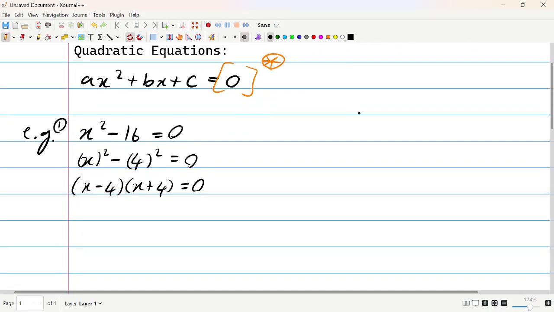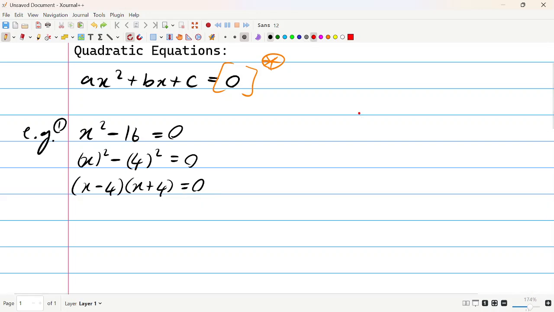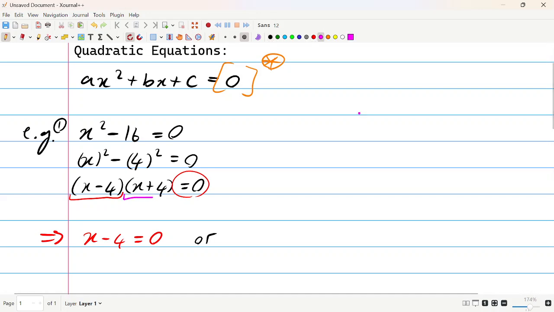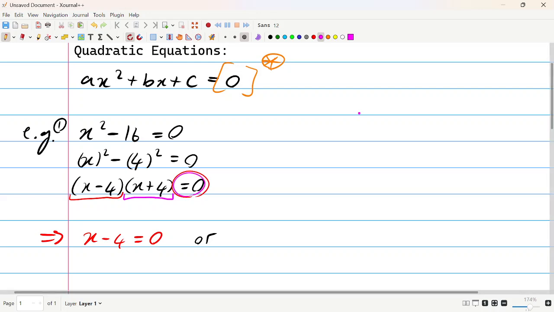Okay. And then from here, what we are going to say is we have x minus 4, and we have x plus 4. But whenever we have all the brackets on the one side of the equation and the 0 on the other side of the equation, we're going to take each and every single bracket and then let it be equal to 0. So that implies to us that we are going to say x minus 4 is equal to 0, and then we're going to say or, and we're going to take the other bracket and let it be equal to 0 as well, or x plus 4 is equal to 0.